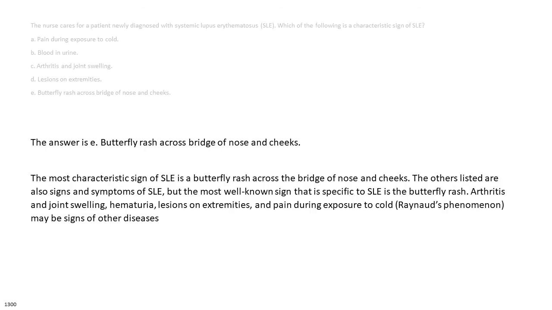The answer is E. Butterfly rash across bridge of nose and cheeks. The most characteristic sign of SLE is a butterfly rash across the bridge of nose and cheeks. The others listed are also signs and symptoms of SLE, but the most well-known sign that is specific to SLE is the butterfly rash. Arthritis and joint swelling, hematuria, lesions on extremities, and pain during exposure to cold, Raynaud's phenomenon, may be signs of other diseases.